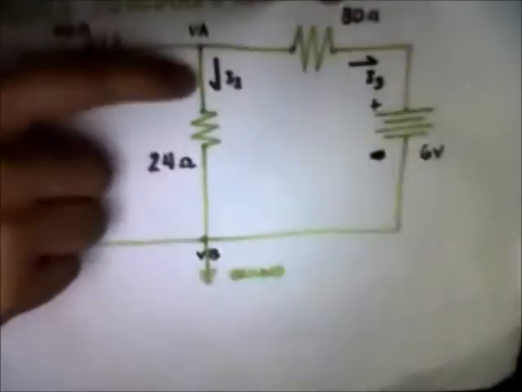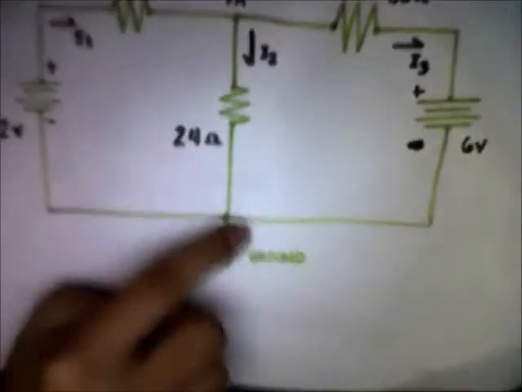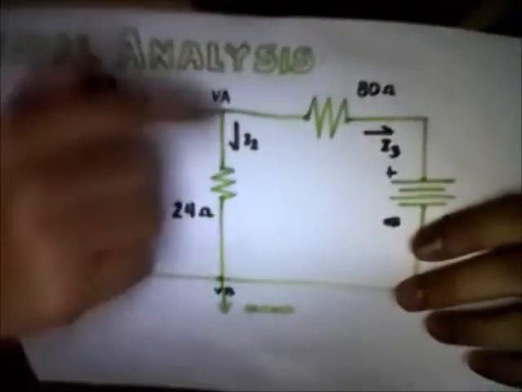Next is to solve for I2. Since I2 is passing through this resistor, which has 24 ohms and a voltage of 0, the only remaining voltage in this wire is VA. Therefore VA over 24 is the current that flows through this wire.